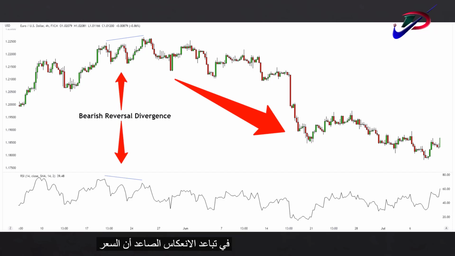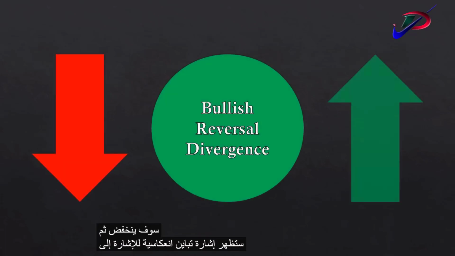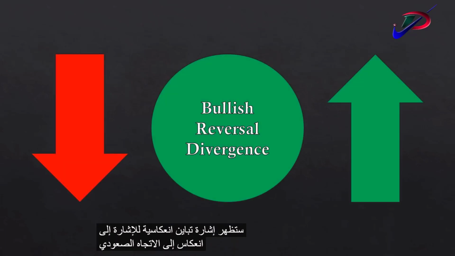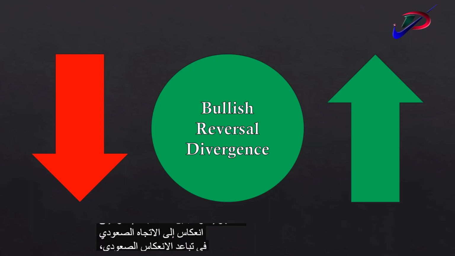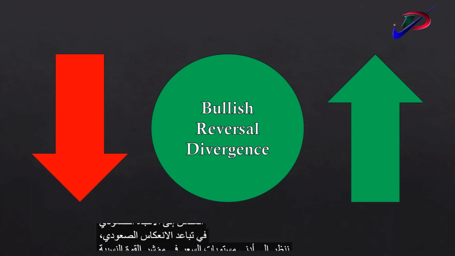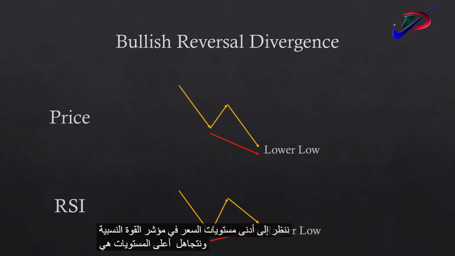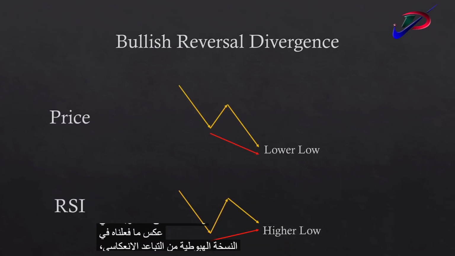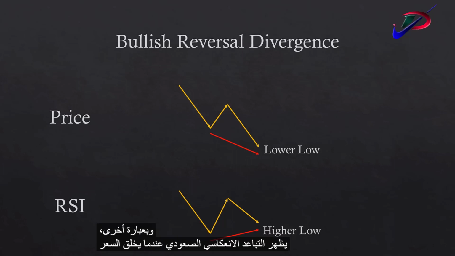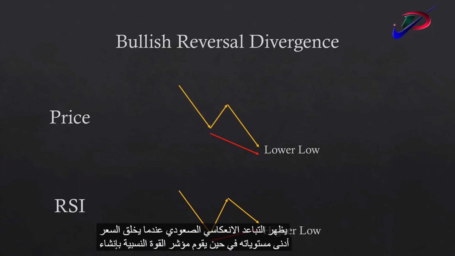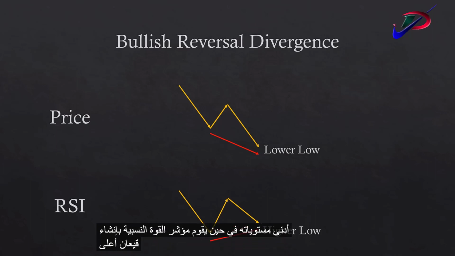In the bullish reversal divergence, price will be going down, and then a reversal divergence signal will appear to indicate a reversal to the upside. In the bullish reversal divergence, we look at the lows of price in RSI and ignore the highs. The opposite of what we did in the bearish version of the reversal divergence. In other words, a bullish reversal divergence appears when price creates lower lows while the RSI is creating higher lows.